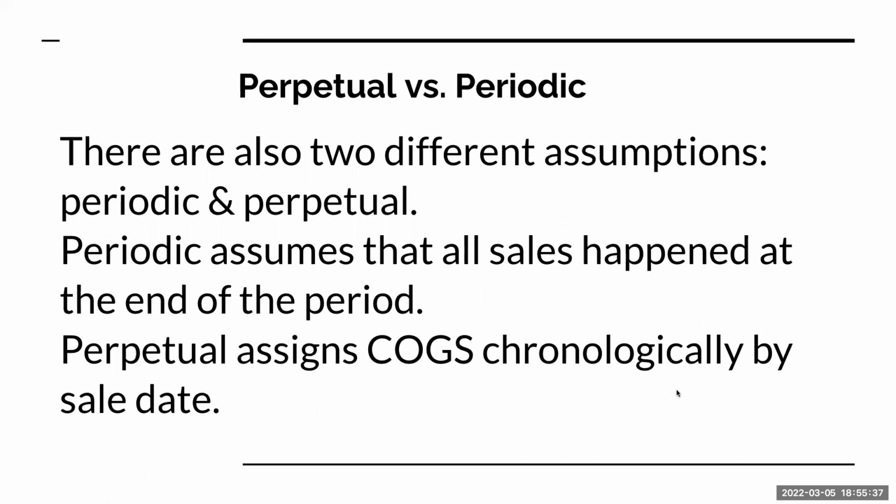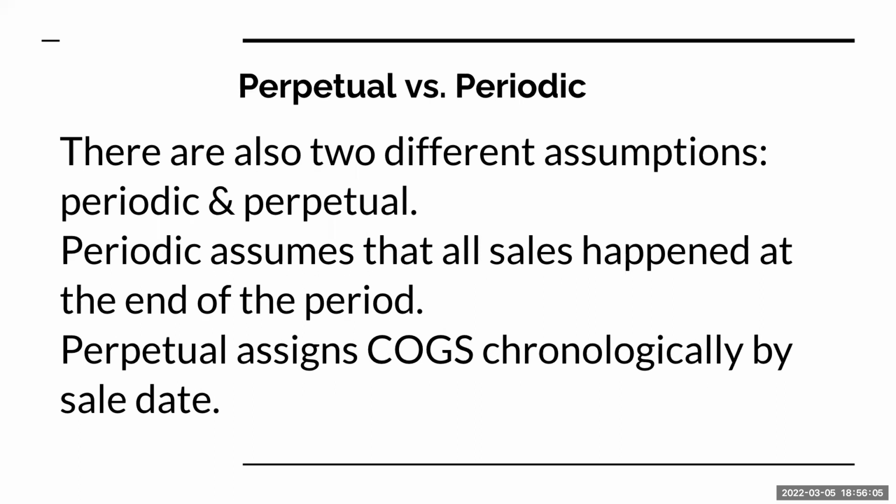So the other thing we're going to be looking at within those three different methods, there's also two different assumptions. One is periodic, one is perpetual. Periodic assumes that all sales happened at the end of the period. We disregard the dates of sale and assume that all sales happen at the end of the period.